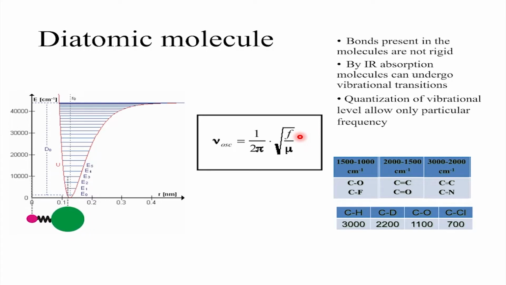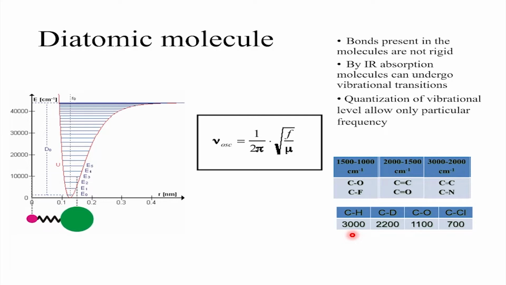So for a particular diatomic molecule, it can vibrate only at one particular frequency given by the equation 1 by 2 pi root f by nu. Until any of these parameters changes, it cannot vibrate at any other frequencies. So if you consider a carbon-hydrogen bond, since the mass and the bond strength both are constant after the bond is formed, it can vibrate only at a frequency in and around 3000 centimeter inverse.